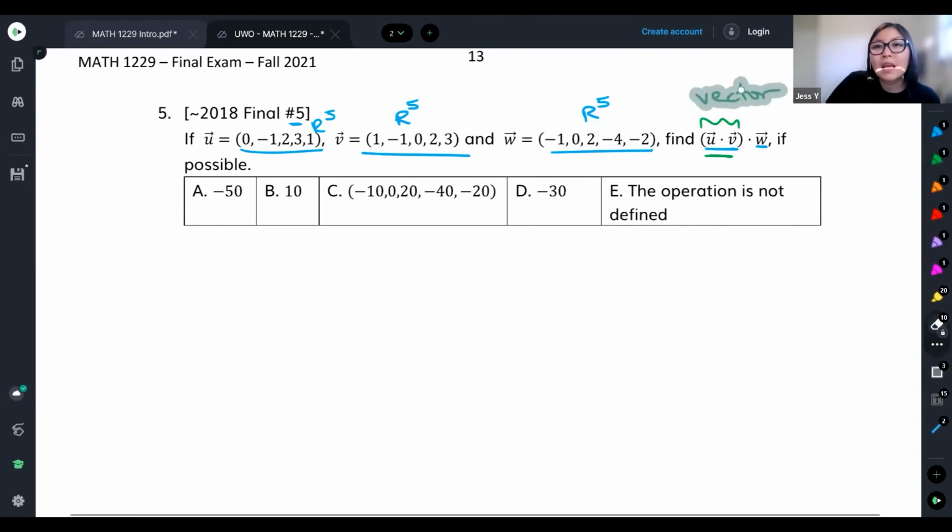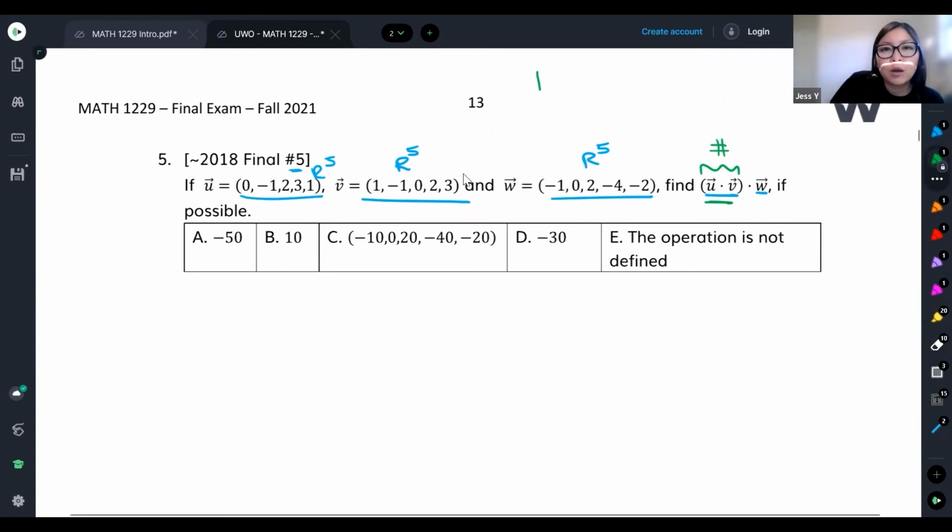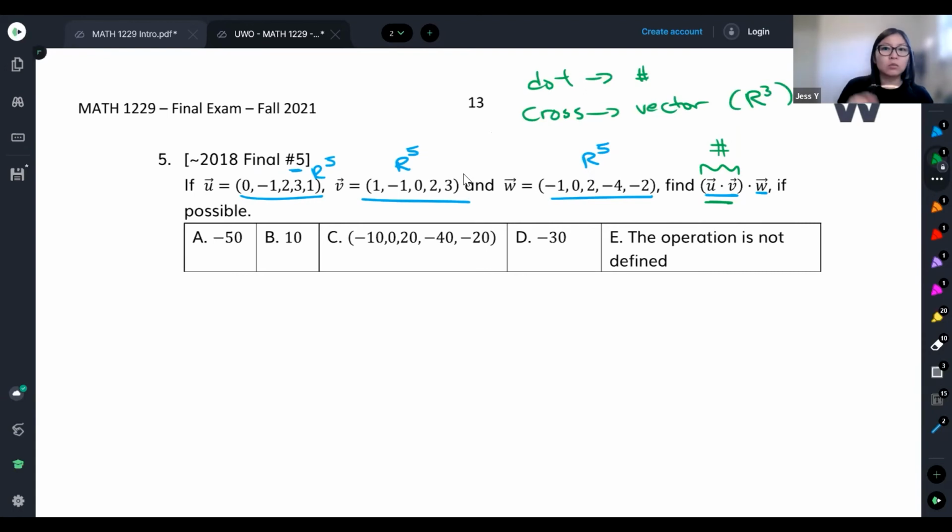U dot V, anytime you do a dot product, that's going to give you a number, okay? So if you don't remember that, here's your review. Dot product gives you a number. Cross product gives you a vector, specifically in R3, okay? So dot, number, cross, vector. So this is going to give you a number.